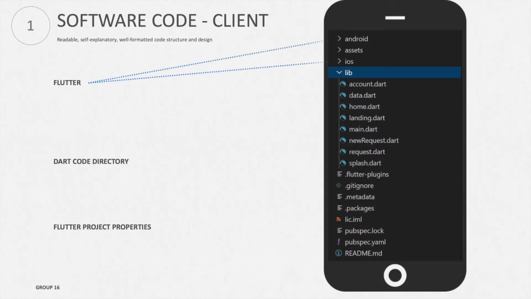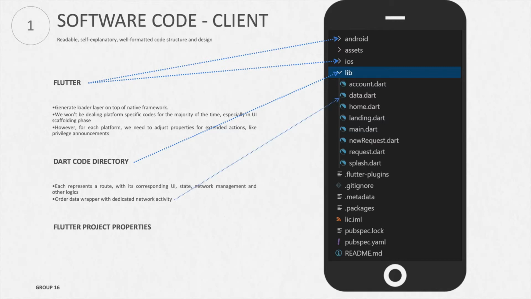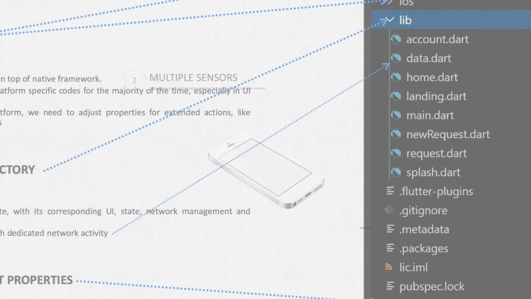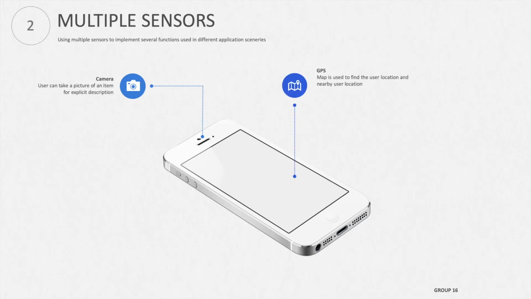The client-side adopted Flutter, which generates a loader layer on top of native framework. The lib directory contains code corresponding to UI, state, network management, and other logics. Sensors we used range from camera, GPS, touchscreen, and accelerometer.